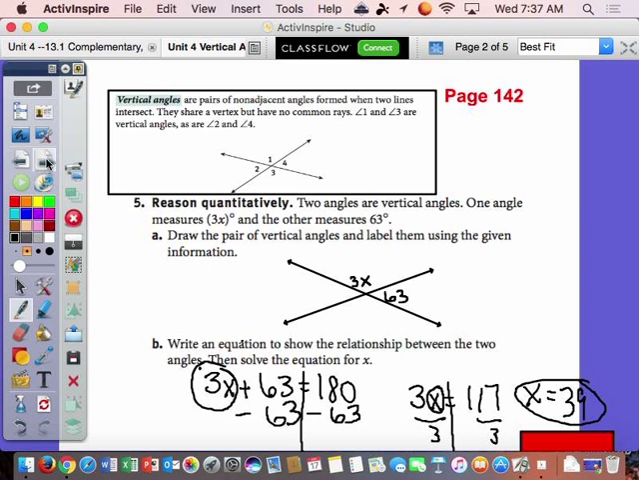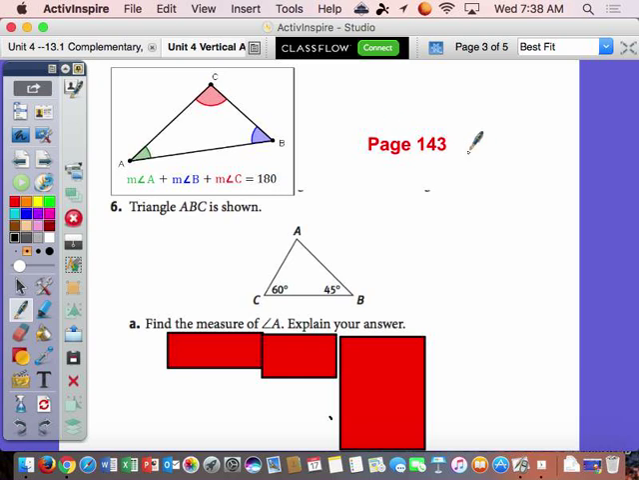All right? Looking at page 143, and number 6. Up here I have, and feel free to pause it and write this down, 3 angles inside of a triangle measure 180 degrees. You know that from 5th grade, 6th grade on, okay? That's something that you're going to keep needing to know as you go up in math.